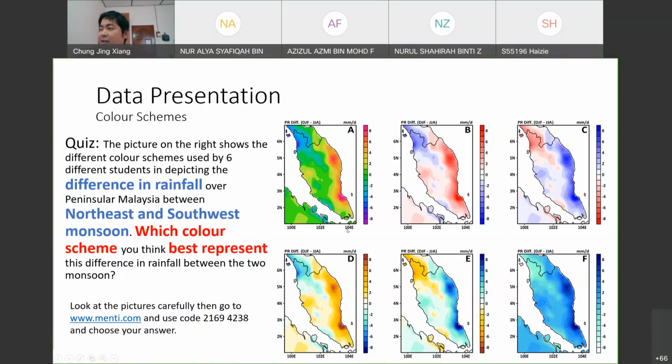So which color do you think? Okay, I will give you maybe, let's say 3 minutes. Go to this, look carefully at these different color schemes. Try to think which color scheme you think is the best to represent these differences in rainfall. Can you try that? Yeah, I already see around 19% tried. So I hope everyone can just try while I drink some water. Just cast your vote. Don't worry, no marks will be deducted.